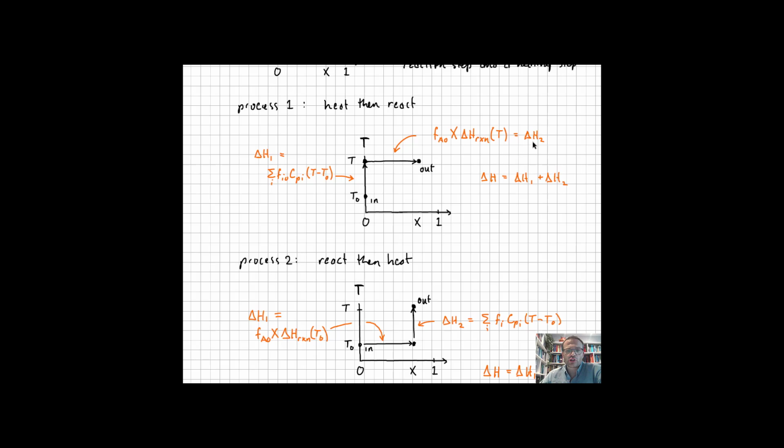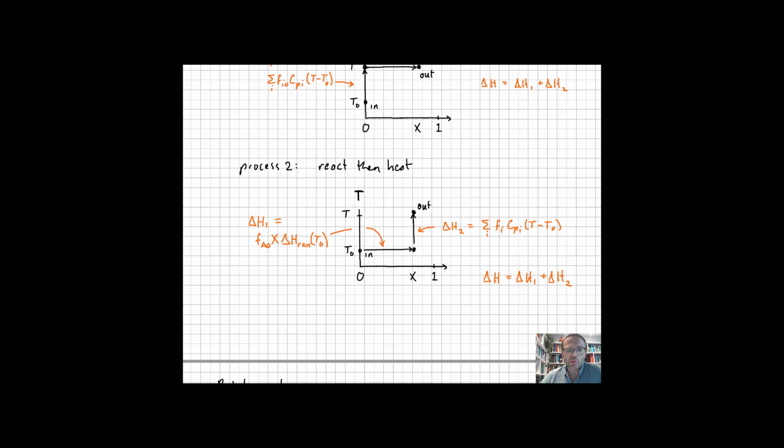Okay, so that's another contribution to the enthalpy that has to do with conversion and the enthalpy of reaction. And then to get the overall change for the process going from in to out, we just have to add those two contributions. Of course, we don't have to do things in that order. We can also react everything first at the inlet temperature and then include the contributions to heat everything up at the outlet conversion. So this is the outlet composition going from temperature T naught to T now. And that gives you a different way to break apart the two contributions to the overall enthalpy change.